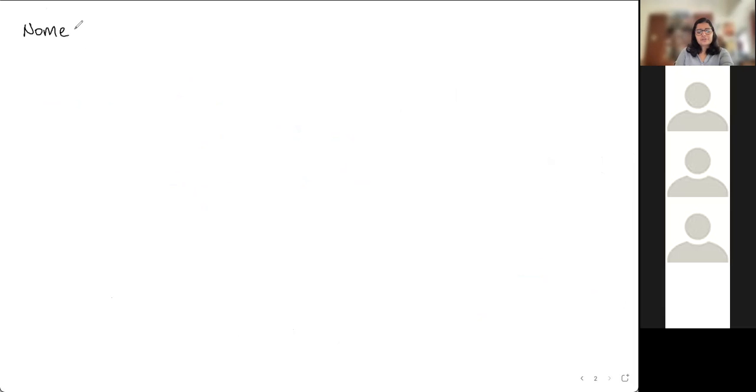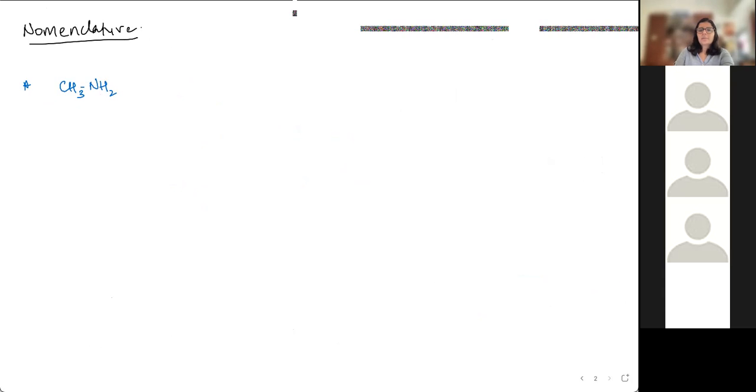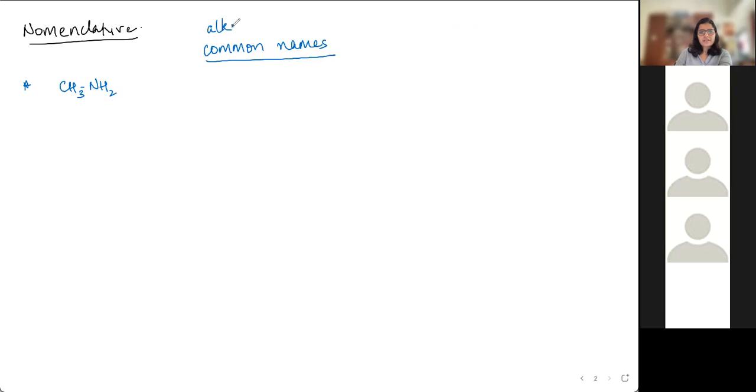Nomenclature. How do you name amines? I'll take the simplest amine, CH3NH2. NH2 means this is an amine. Let's look at two nomenclatures. If you want to do the common names, they are much simpler. You just write down what alkyl group is present, and then you end it with amine.